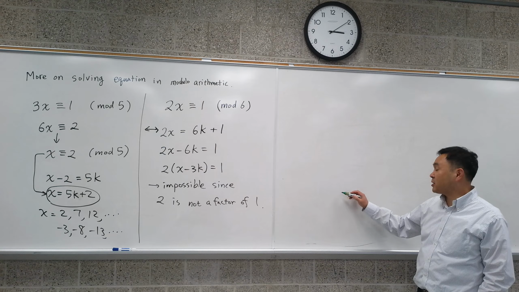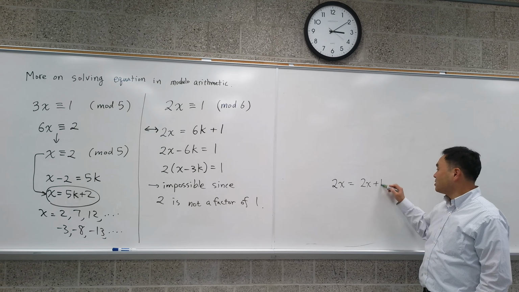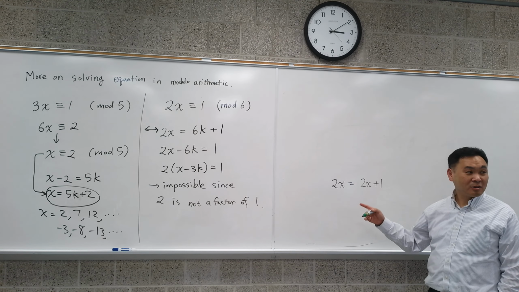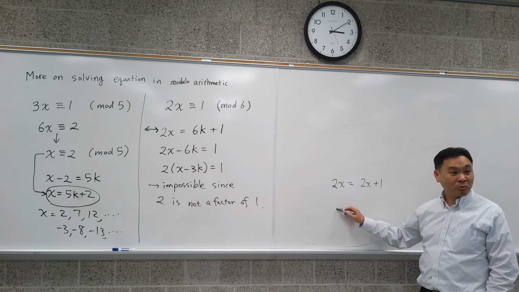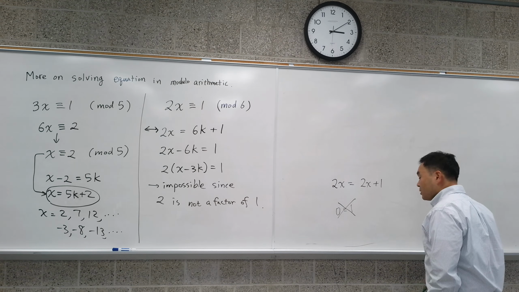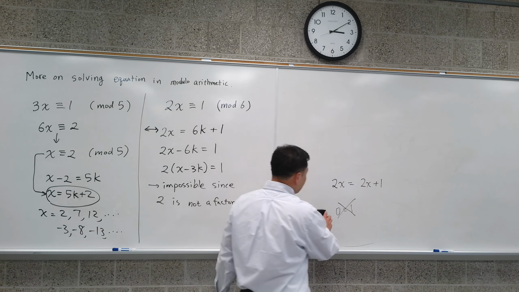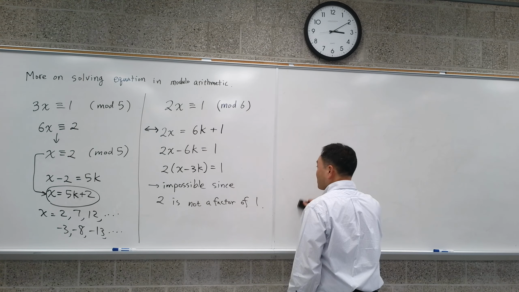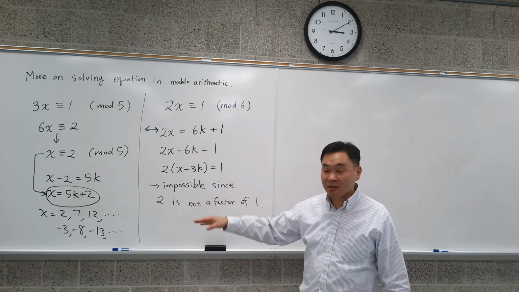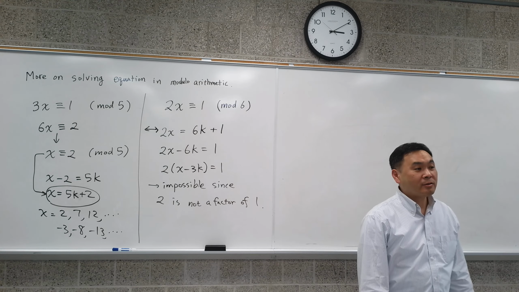So for example, if you have 2x equals 2x plus 1, does this have an answer? It does not, because if you subtract 2x from both sides, you end up with 0 equals 1, which clearly doesn't work, right? So there are some rare cases, even in the usual equations that you know very well, that don't have a solution. Just that in the modulo case, there are more ways that you might not have a solution, which is of this type, okay? All right.